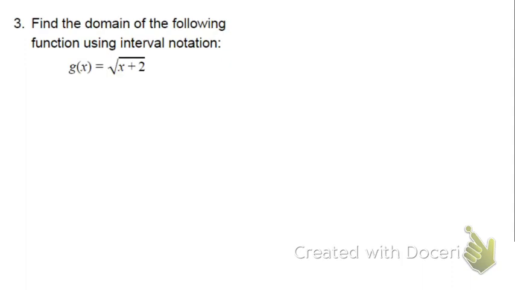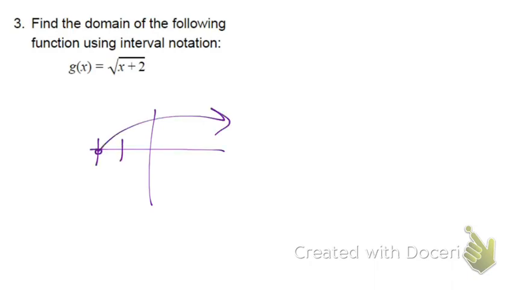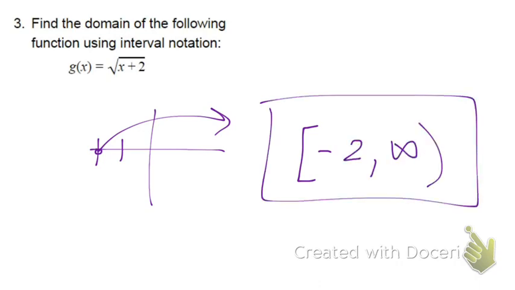Number 3 says find the domain of the following using interval notation. I'm not going to talk about this one too much because most of you guys did a great job on it. You knew that this was a square root function that was shifted 2 units to the left. And it looked like that. The only major mistake I saw is that some people used a parenthesis instead of a bracket. But it should be a bracket at -2 comma infinity. So make sure that if you used a parenthesis, you fix that.